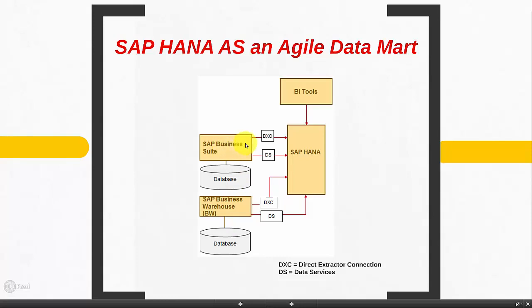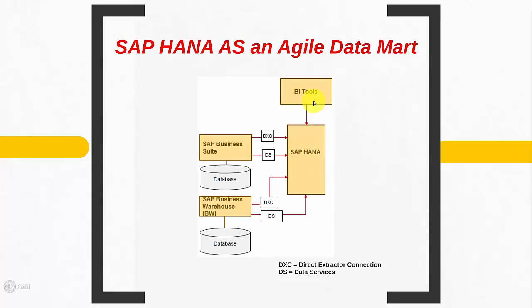So the data is gathered from the business suite into the HANA database using DXC and data services. Data services is the ETL tool and DXC is a special purpose tool. If you see below, we use the same logic and we bring in the data from an SAP business warehouse using DXC and DS. So once data is brought in from these two source systems, then you can collate this information and you can build models and later on provision to the BI tools. So this is what we do in an agile data mart.